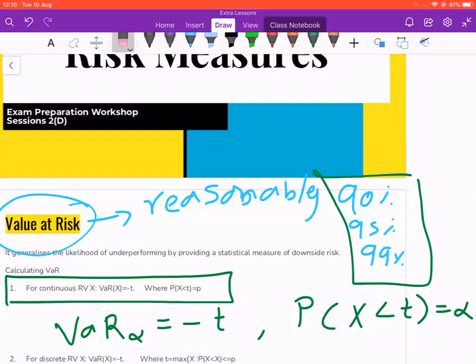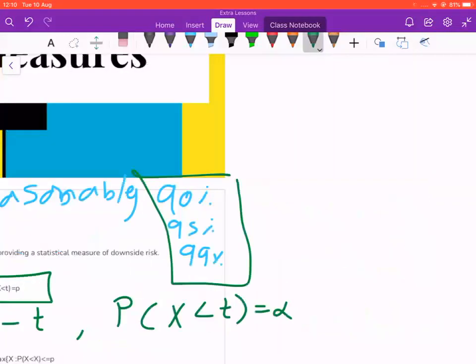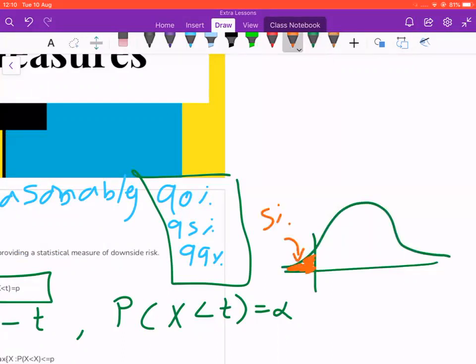In this course, normally they ask a question on normal distributions. If the area down here is 5%, and you are trying to find the 95% VaR, then this value of t is what you are going to call your VaR, or your value at risk.